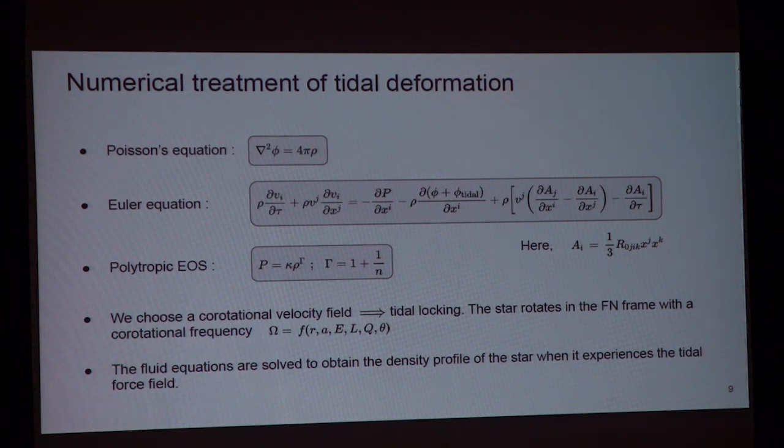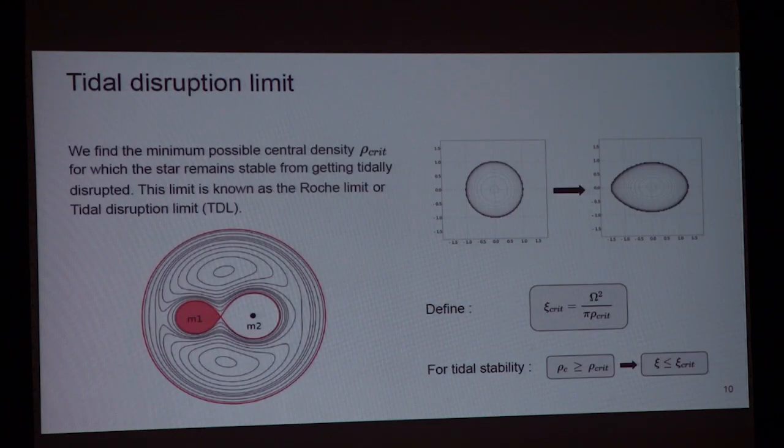And then you solve the fluid equations to obtain the density profile when it experiences the tidal field, and this is a numerical procedure by which you solve all these equations together, and you iteratively do it until you reach an equilibrium configuration, and that equilibrium configuration gives you the final shape of the star. So this is one example. You find the minimum possible central density for which the star remains stable from getting tidally disrupted, and this limit is known as the Roche limit or the tidal disruption limit.